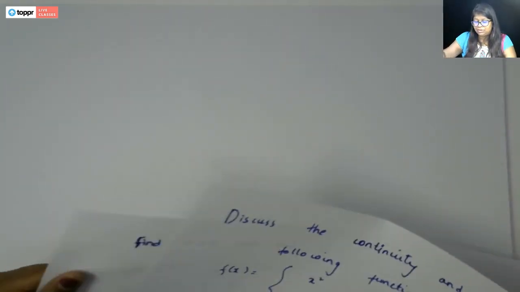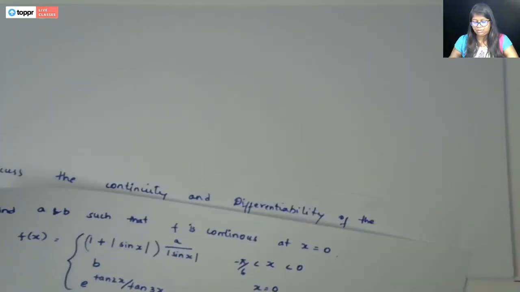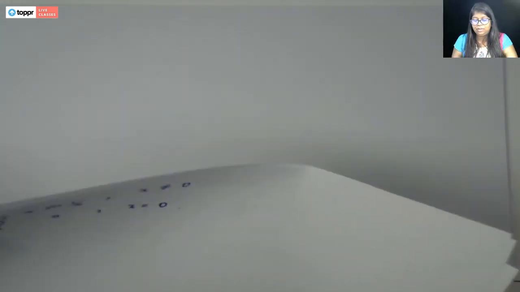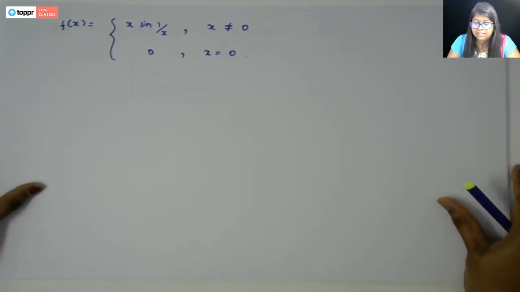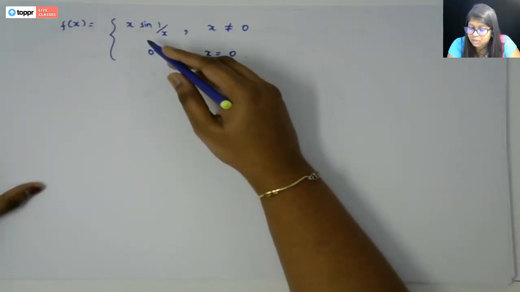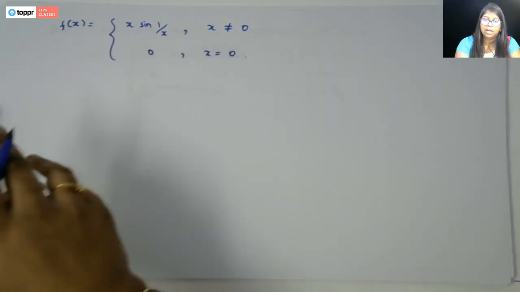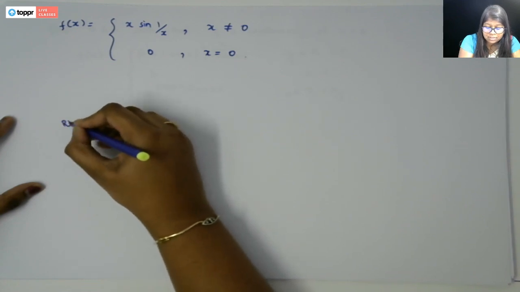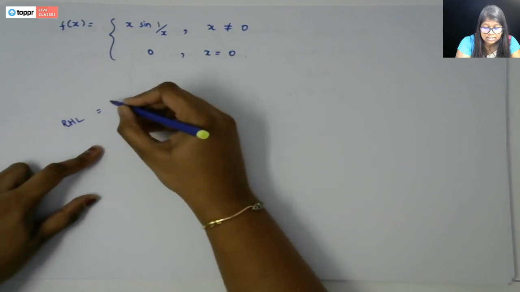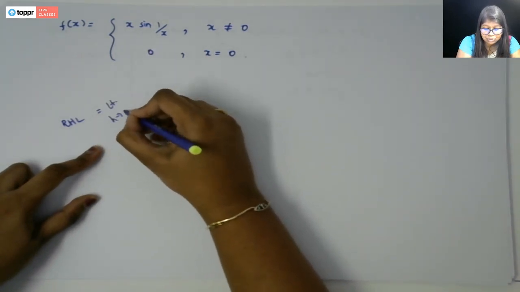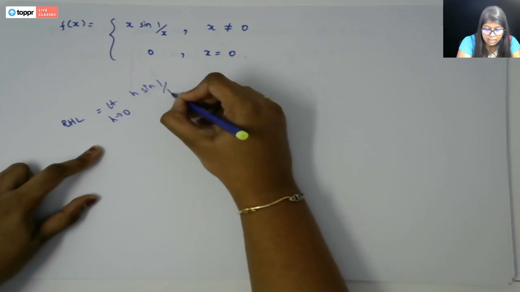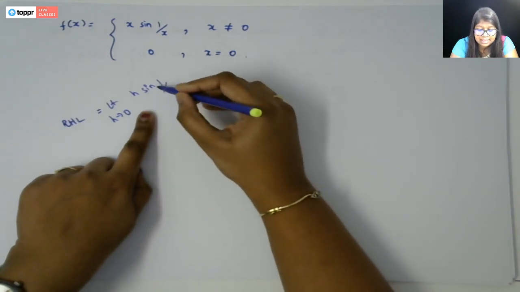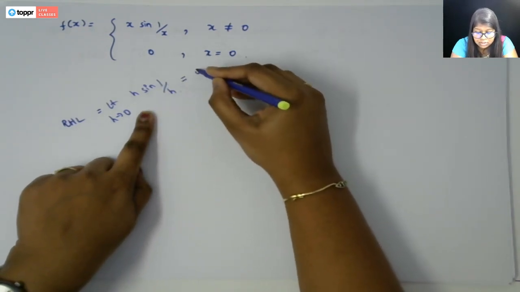Okay. First, we try to find out the function f of x, and we check whether this function is differentiable or not. To check this, first we have to check the continuity. So for continuity, we'll take first the RHL. RHL is nothing but the limit h tends to 0 of h sine 1 by h, which is 0.